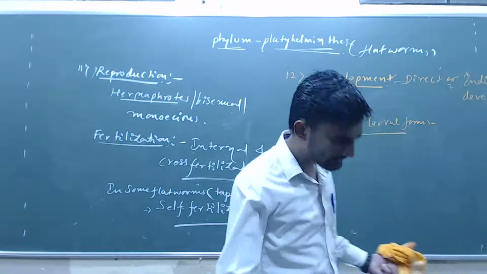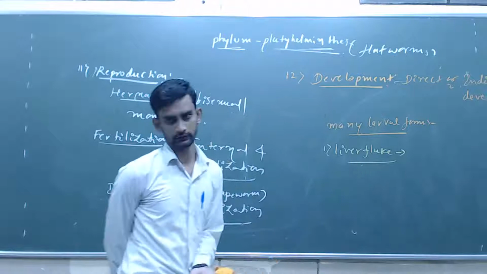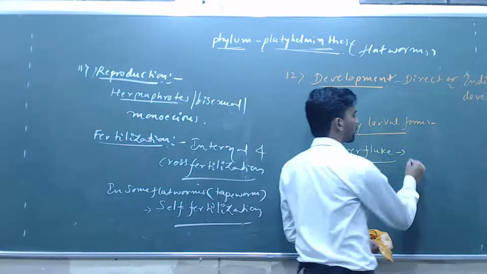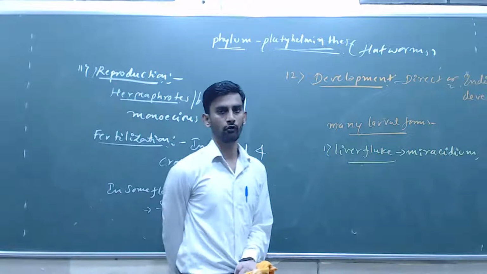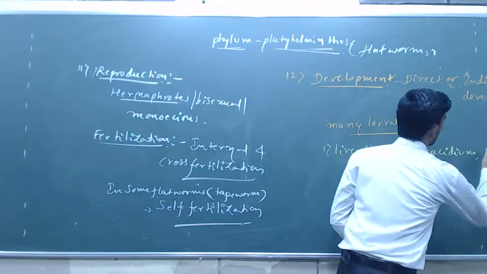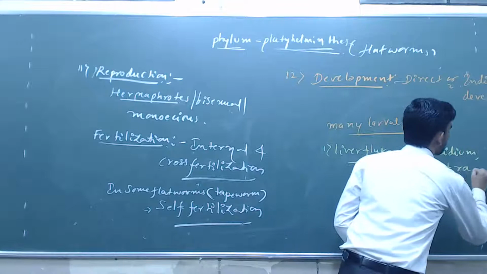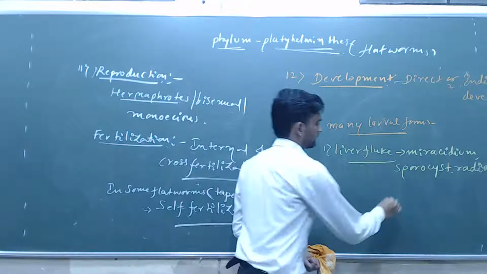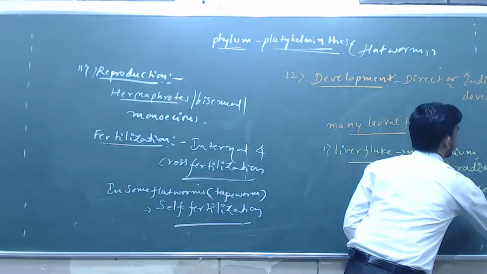So what are those larval forms? We'll discuss now. For example, consider first one, liver fluke. In liver fluke, there are some important larval forms you will find. One of the larvae is called miracidium. Remember these larval forms, very important. Miracidium larva, sporocyst larva, or redia larva, cercaria larva, metacercaria larva. So these different types of larval forms you will find in liver fluke.